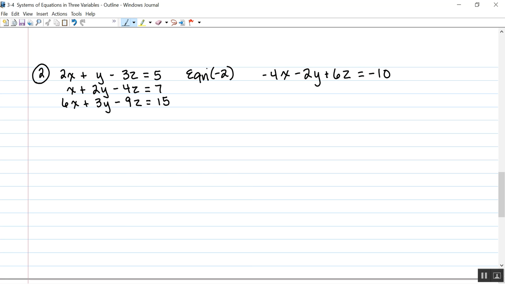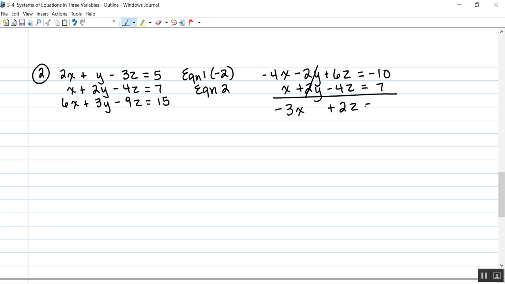And I'll keep my second equation. Oh, that was equation number 1. Let me write that there. Equation 1, and I'm just going to copy equation number 2, because notice that has a positive 2y. And I will add these two and get negative 3x. My y's cancel, plus 2z equals a negative 3. Okay, so there's a set of equations where I've eliminated y.